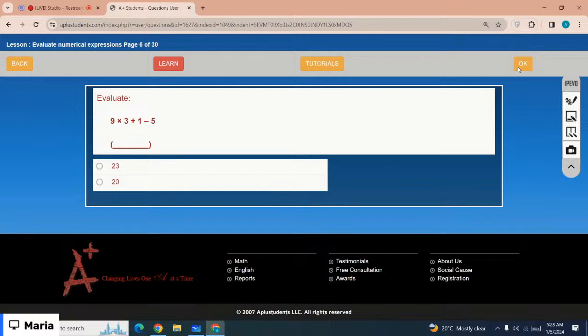The next one is 9 times 3 plus 1 minus 5, which is the correct option? Solve the question on your notebook and write the answer in the chat box. Which is the correct option?